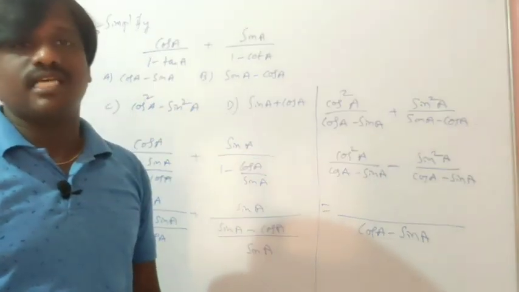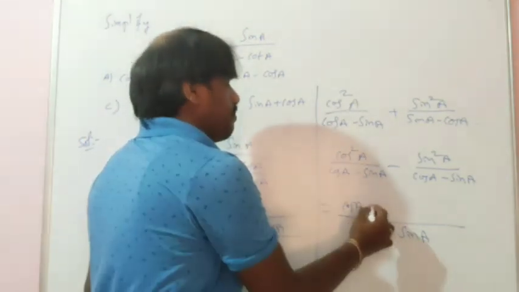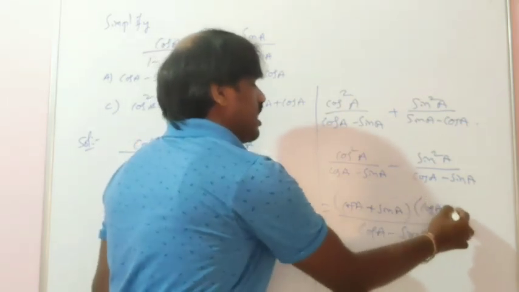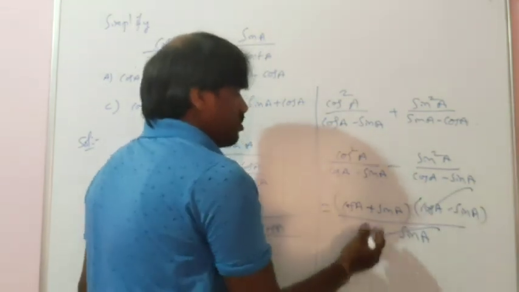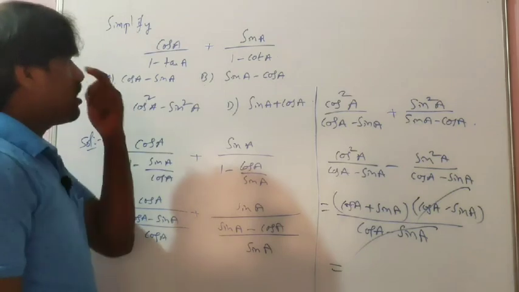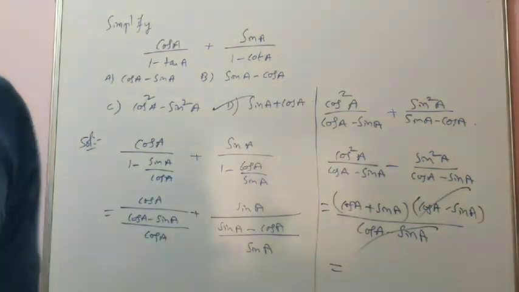So cos square A minus sin square A is of the form a square minus b square, and the formula gives cos A plus sin A into cos A minus sin A. You just look here, both cancel. So the answer is cos A plus sin A. Option D is the right answer. Likewise, we will do more problems.